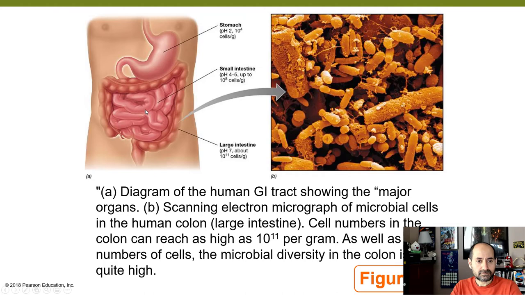Here you can see the stomach, the small intestine, and the large intestine, the colon, essentially, and the types of communities of microorganisms that live inside. There are many different microorganisms that live in your GI tract. You can see here that in the stomach, which is very acidic, with a pH of 2 or sometimes less, you have about 10 to the 4 cells per gram. In the small intestine, where the pH is less acidic, more neutral, you can have up to 10 to the 8 cells per gram of microorganisms. And in the large intestine, which has neutral pH, you have 10 to the 11 cells per gram.